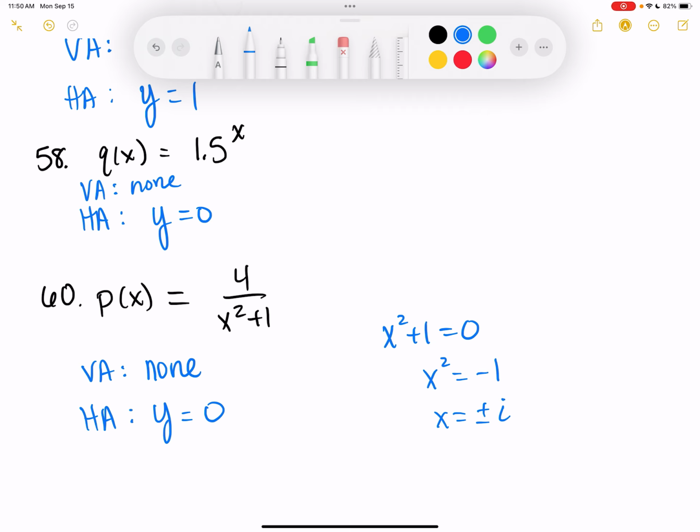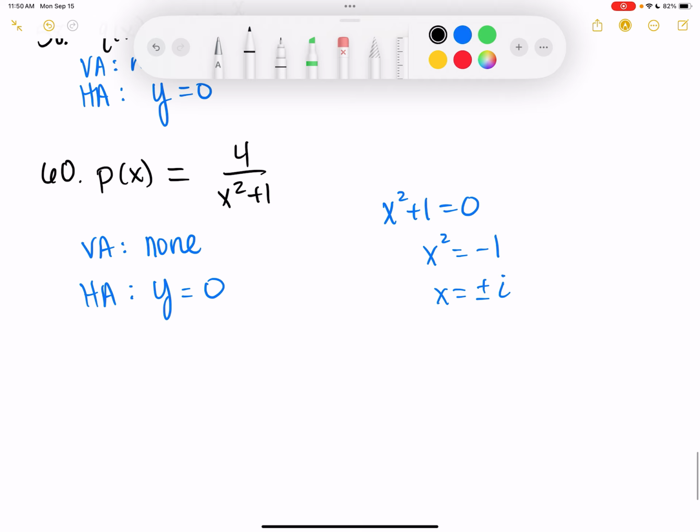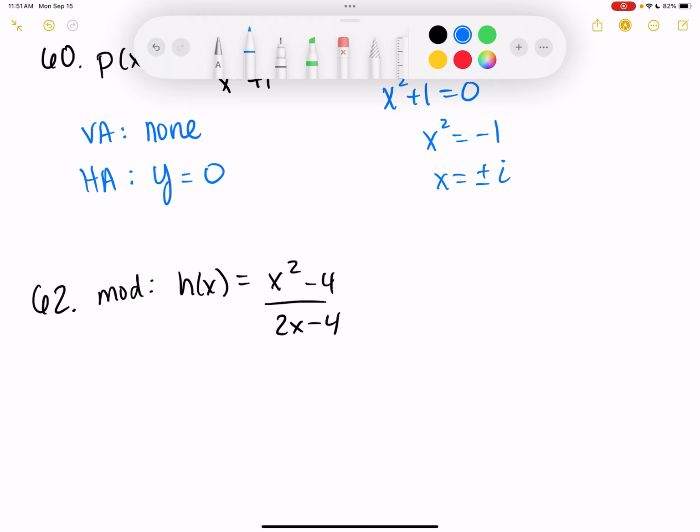All right, 62, but I'm doing a modified version of 62 because I want us to see something different. So h of x is equal to x squared minus 4 over 2x minus 4. I basically just took the fraction they actually gave in the problem and flipped it because I want us to see something with this problem. So vertical asymptotes, I need to set the denominator equal to 0 and solve. So I've got 2x minus 4 equals 0. So 2x equals 4. So x equals 2. So I have a vertical asymptote at x equals 2.